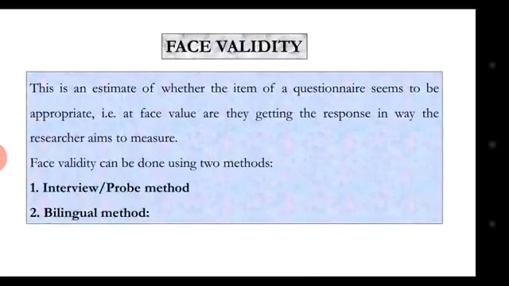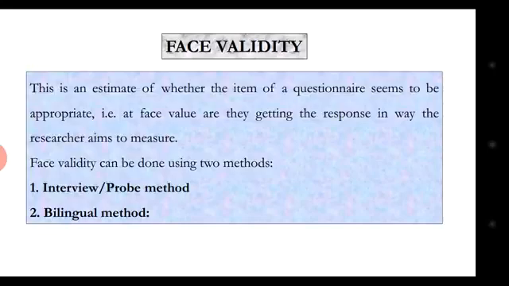So we will move on to the face validity. What is this face validity? It is an estimate of whether an item of a questionnaire seems to be appropriate. So whether the questions in the questionnaire are appropriate or not, whether they are going to get the responses in the way the researcher aims to measure.